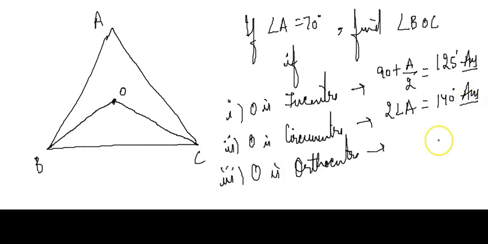In the third case, if O is the orthocenter, angle BOC will be equal to 180 minus angle A. So that will be 180 minus 70, so 110 should be your answer to this question. I hope this question is clear to you.